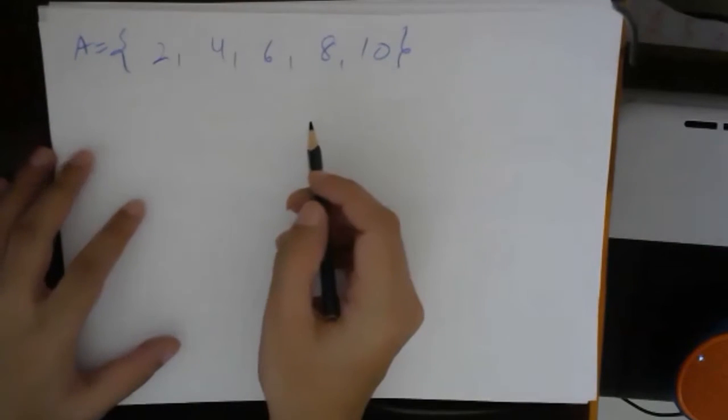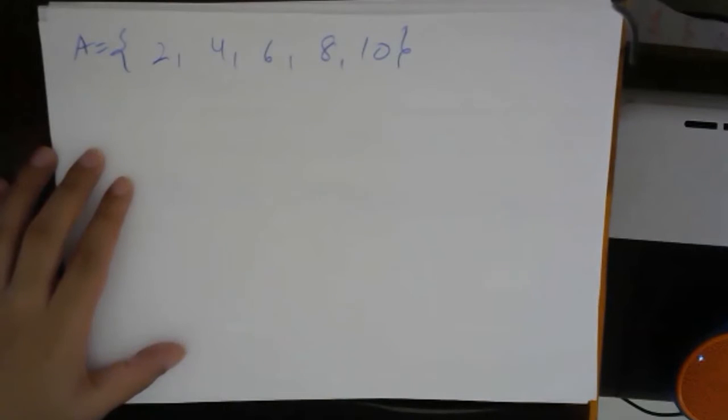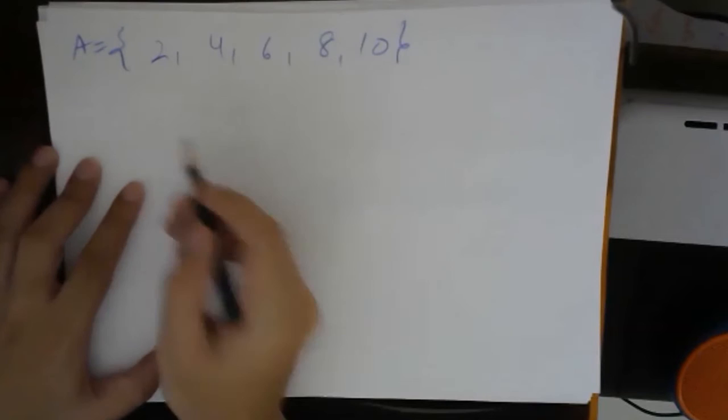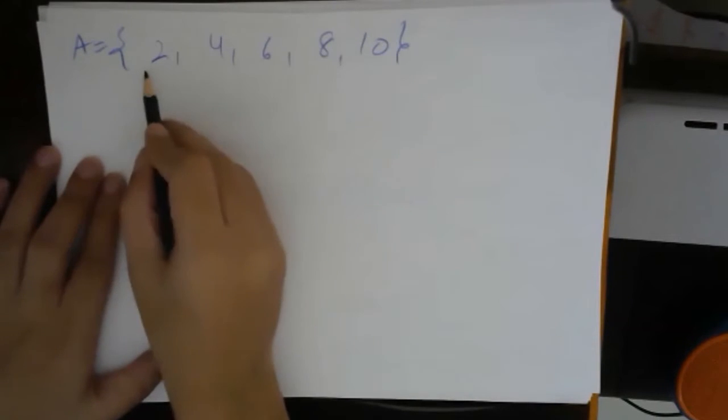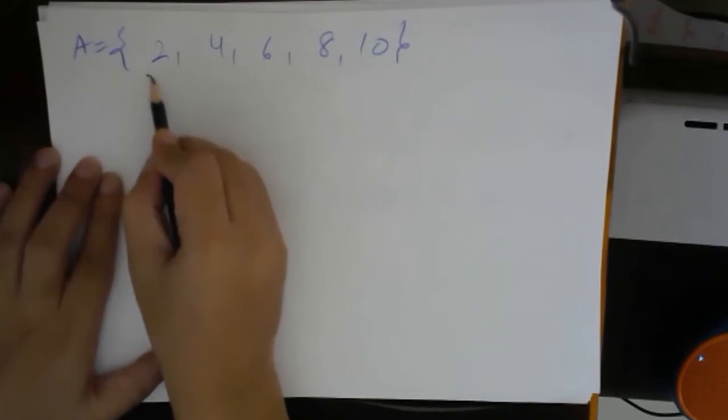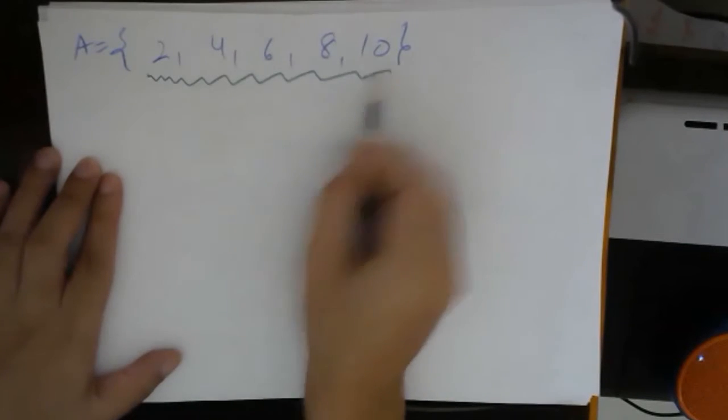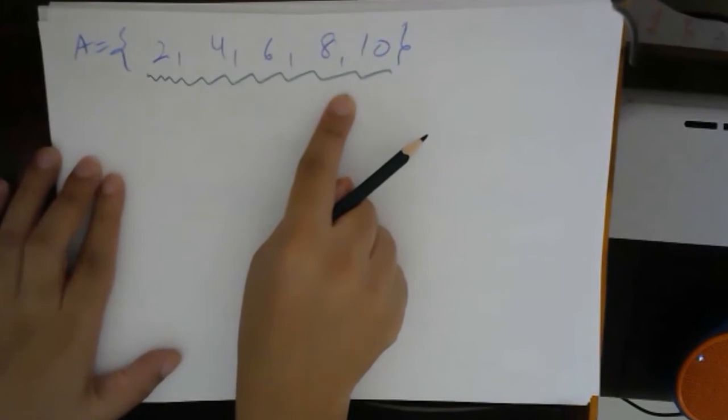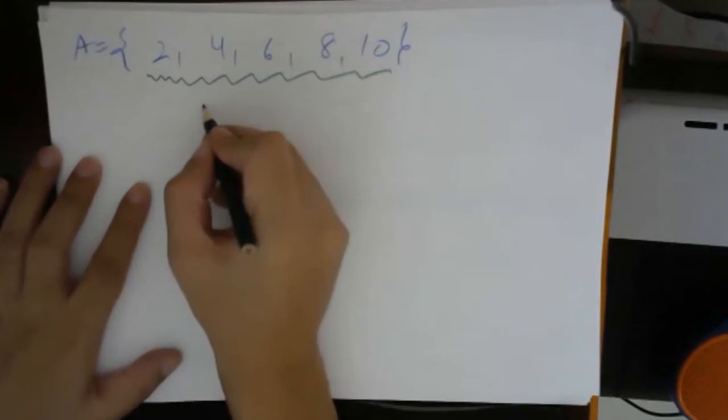Natural numbers. Okay, so let's try to find out. The first thing we have realized, very good, most of you are giving the correct answer. That means you are able to understand. So we have to first realize what these numbers are. These numbers are even numbers.